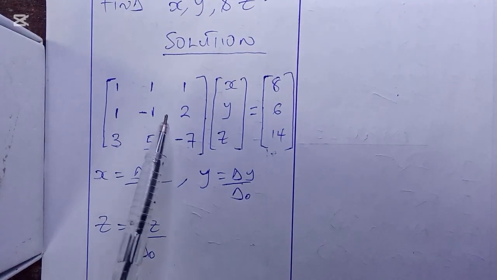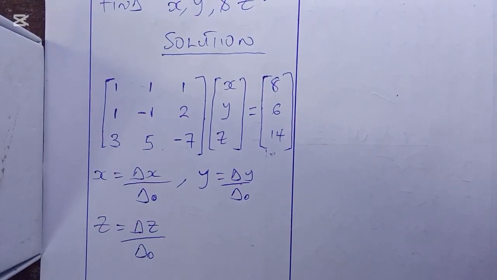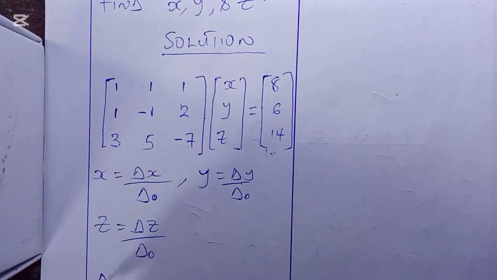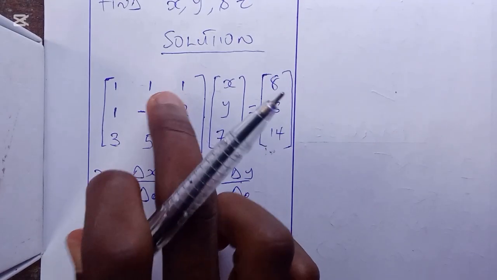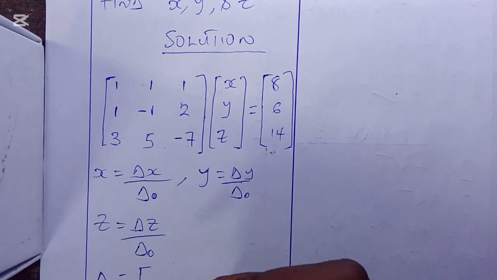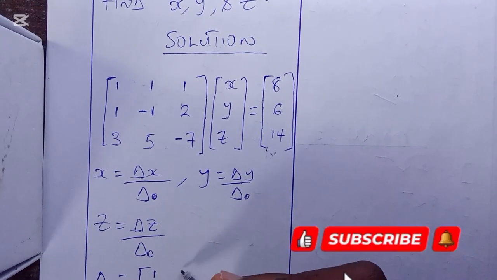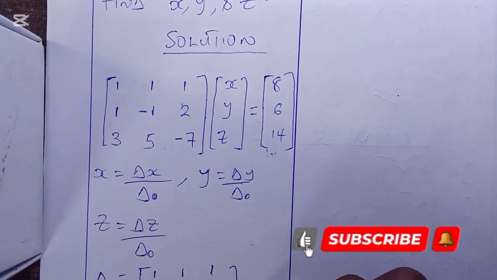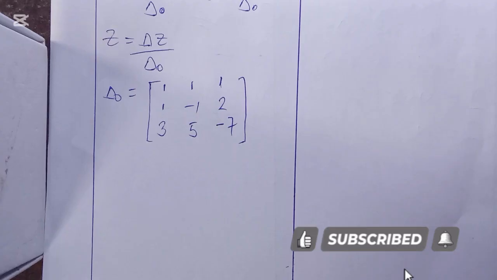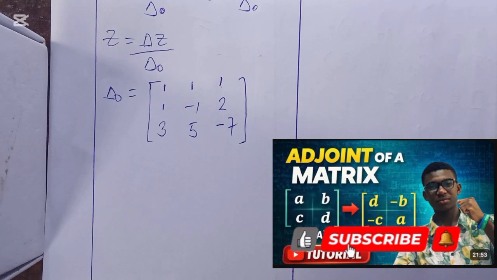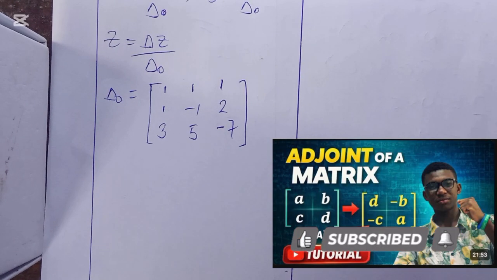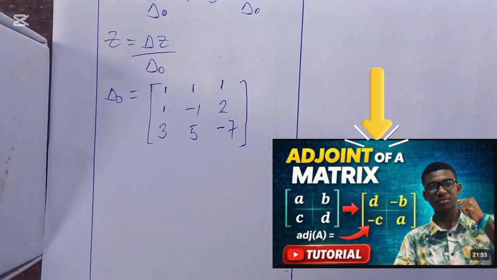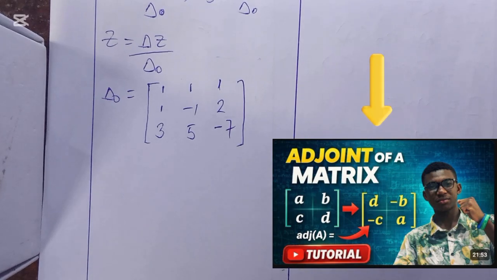Your change in naught is simply the determinant of your original matrix you derived earlier. The determinant of this matrix is your change in naught. So change in naught equals the determinant of the original matrix, which is this. So let's bring out the matrix. 1, 1, 3, 1, minus 1, 5, 1, 2, minus 7. I put up a video on how to find the determinant of a matrix. I taught the determinant of the matrix very well in that particular video. The video is displayed on the screen right now. So after this video, if you want to learn more and solve more examples, you can go back to that video and watch it. Let's continue.